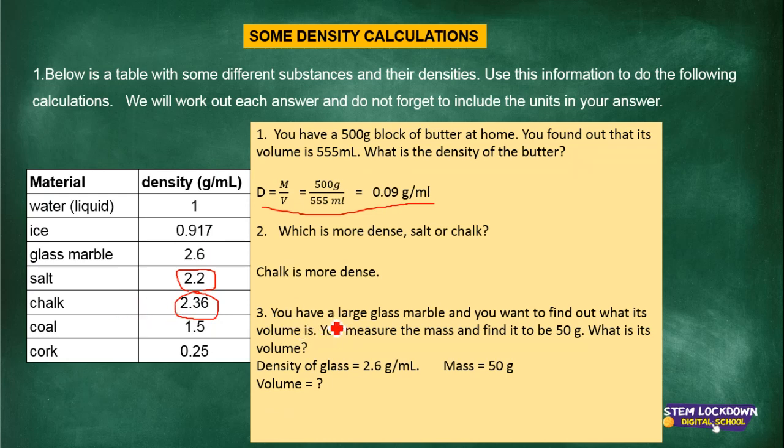And then you have a large glass marble. So here is a glass marble, and you want to find out what the volume is that you measured to find. And if you say that it has a mass of 50 grams, so what is the volume? So you say density is equal of the glass. You take it down from the table, then you're given your mass, but you don't know what the volume is.